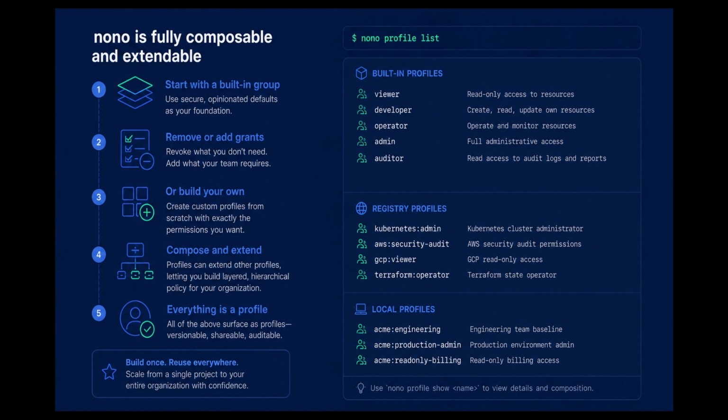It's worth understanding upfront that policy in Nono is fully composable and extendable. You can start with a built-in group, then remove specific grants, add new ones, or build your own groups entirely. These all surface as profiles, and profiles can extend other profiles, letting you construct rich, layered, hierarchical policy that fits even a large organizational structure.